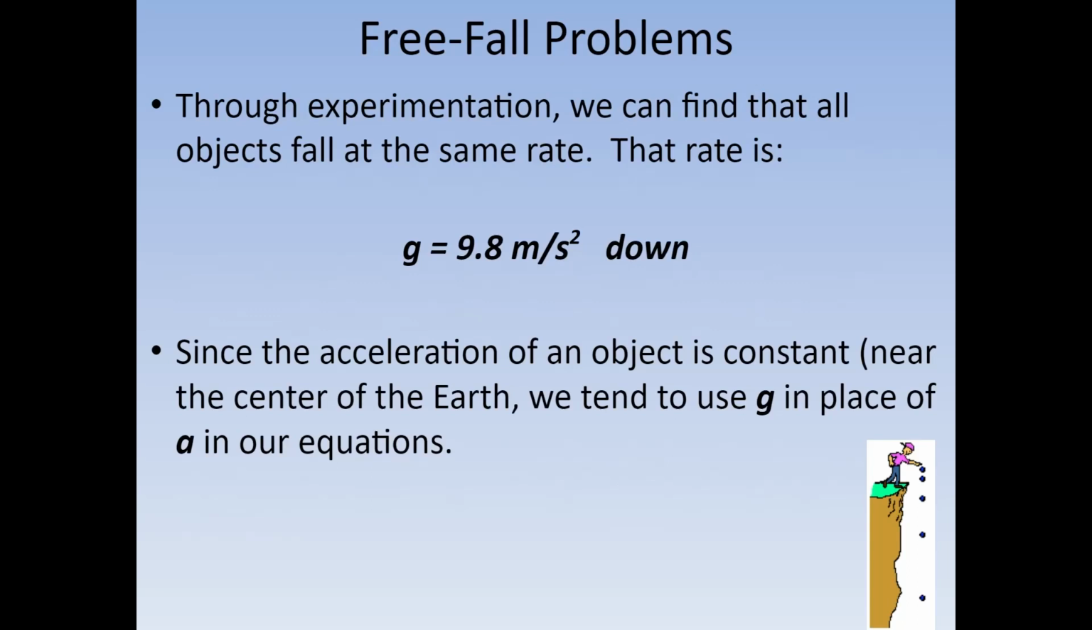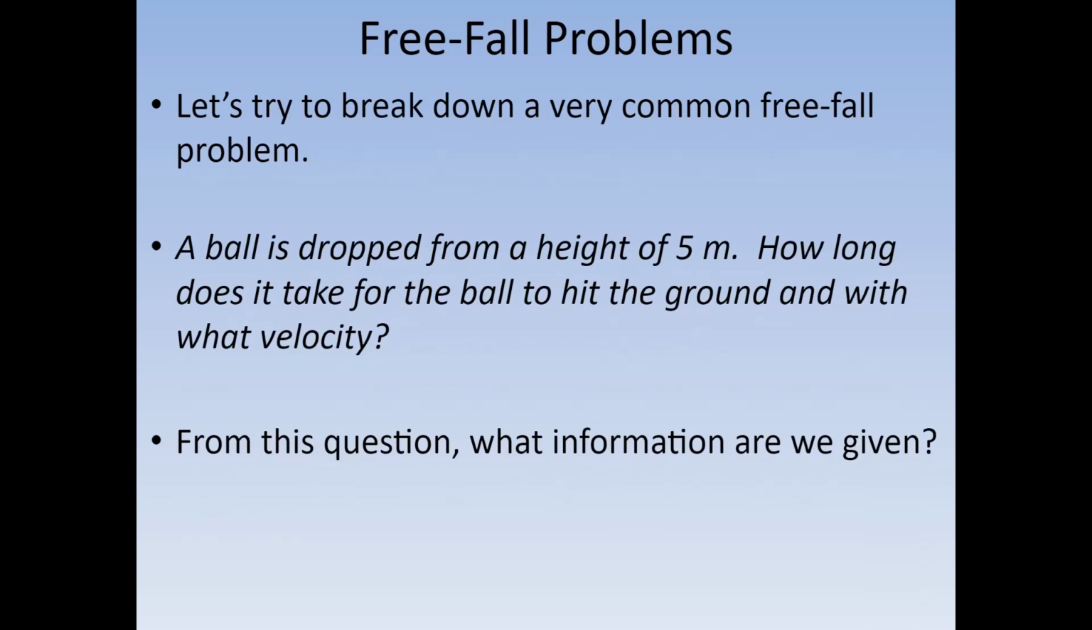Now, one thing to keep in mind is that this is 9.8 meters per second squared down. Remember, acceleration is a vector, and that direction does matter. You need to make sure that when you plug this into your equations, you represent the direction of this acceleration properly. Now, let's look at a very common free fall problem. If you read this problem very quickly, you'll realize that there's only really one number being provided, the height, the 5 meters. That doesn't really give us a whole lot of information. If you try to plug that into the calculator, there's really nothing else you can do.